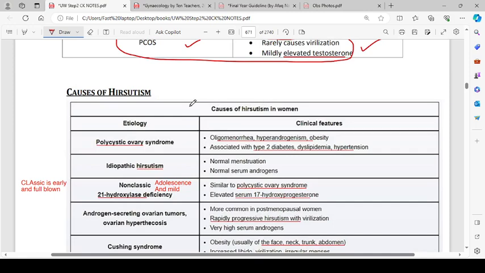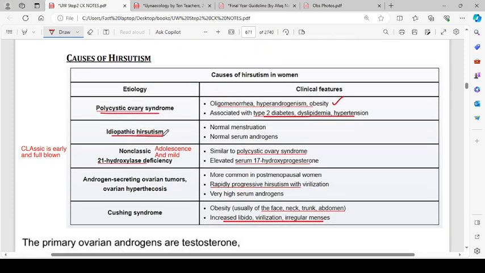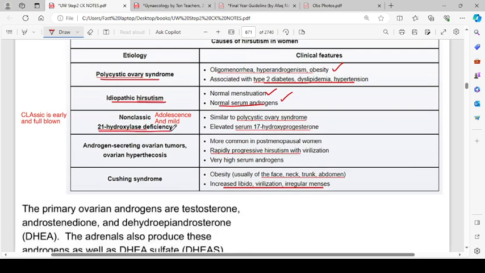Causes of hirsutism in women: polycystic ovarian syndrome, with oligomenorrhea, hyperandrogenism, and obesity, associated with type 2 diabetes, dyslipidemia, and hypertension. Idiopathic hirsutism, with normal menstruation and normal serum androgens. Non-classic 21 hydroxylase deficiency, similar to polycystic ovarian syndrome, with elevated serum 17-hydroxyprogesterone. It appears in adolescence and it is mild, unlike the classic form, which is early and full blown. So in PCOS, the 17-hydroxyprogesterone level will not be elevated, which will be seen in the non-classic 21 hydroxylase deficiency.